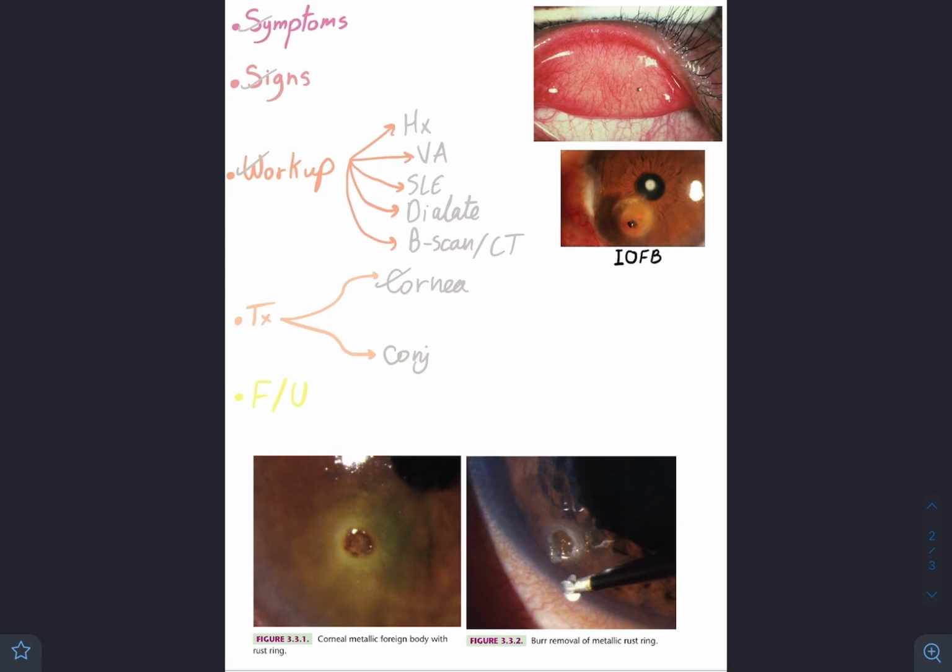Lastly, you should give artificial tears if the patient needs it for irritation. That is it for the treatment. Lastly, follow-up. Same thing for corneal: you should follow up as with corneal abrasion, and we talked about that in the previous video. If there's a residual rust ring, reevaluate it in 24 hours. For the conjunctival foreign body, follow up as needed, or in 1 week if there are residual foreign bodies that were left in the conjunctiva. That is it.